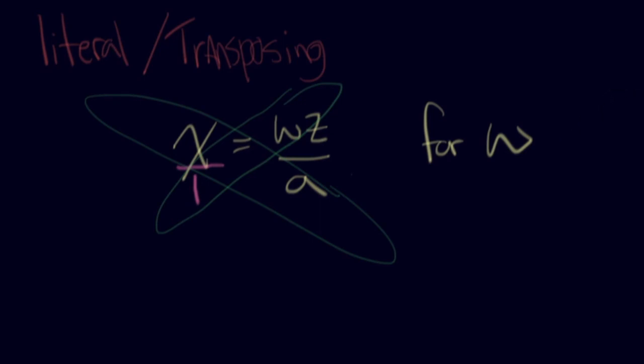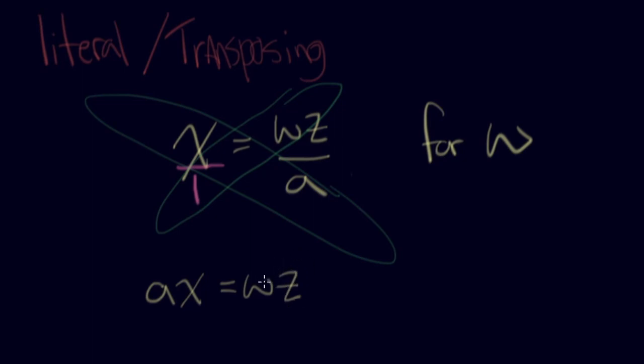So if we cross multiply, we go x times a, and we get ax, or maybe xa, but I'm going to say ax, and 1 times wz, yes, it's z, is going to be wz. There you go. Now I want to solve for w, so you have to ask yourself, how do I get rid of this z there?